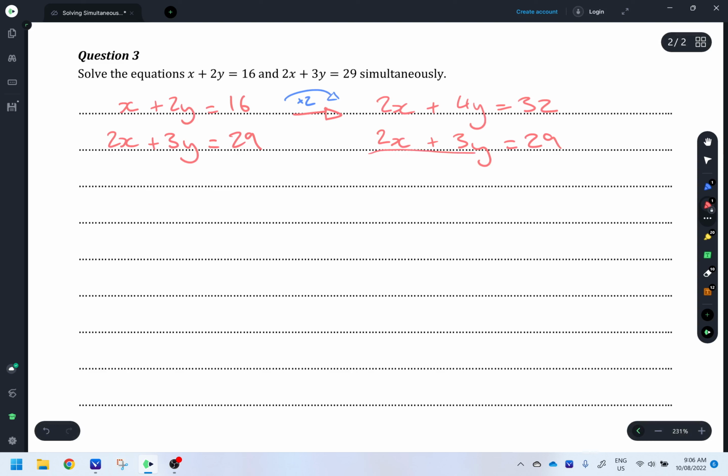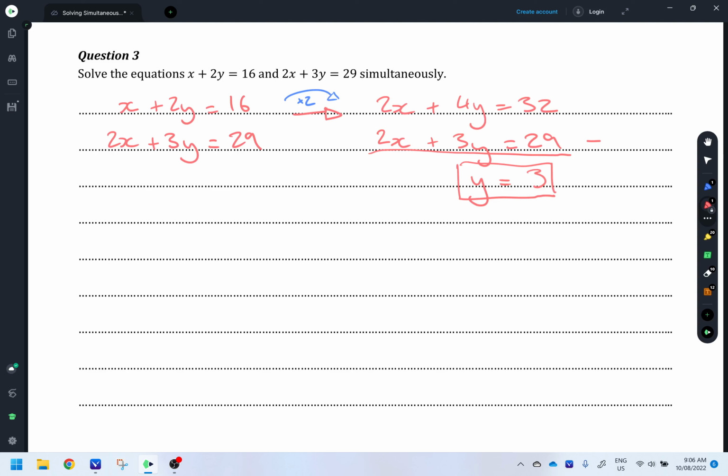Now that I've changed one of the equations, the x's now line up perfectly, and I can therefore do my elimination. So we see again, both of these are positive 2, and because the signs are the same, as we saw in the previous question, that means we want to subtract. So we're going to subtract these two equations. 2x minus 2x is 0, it goes away. 4y minus 3y is y, and 32 minus 29 is 3. Now, we don't actually need to solve any more equations there because we're told straight away that y equals 3, so we can just write that down. We've already solved half the question.